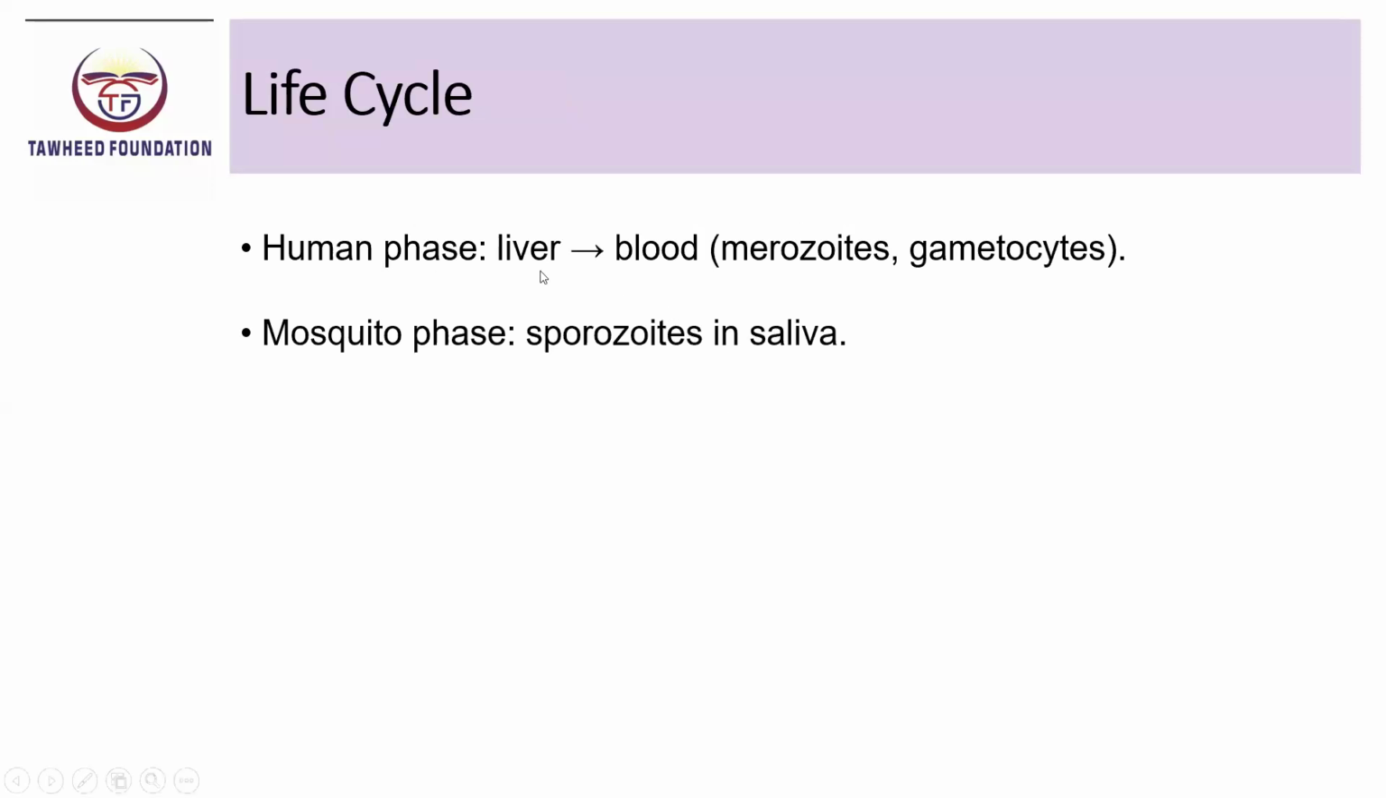The life cycle of Plasmodium is of a cyclic nature that alternates between female Anopheles mosquitoes and humans. So, there are two types of life cycle. First is the human phase, that is the gametocyte and merozoite life cycle. Second is the mosquito phase. In humans, the parasite initially proliferates in the liver cells and then the red blood cells of humans.